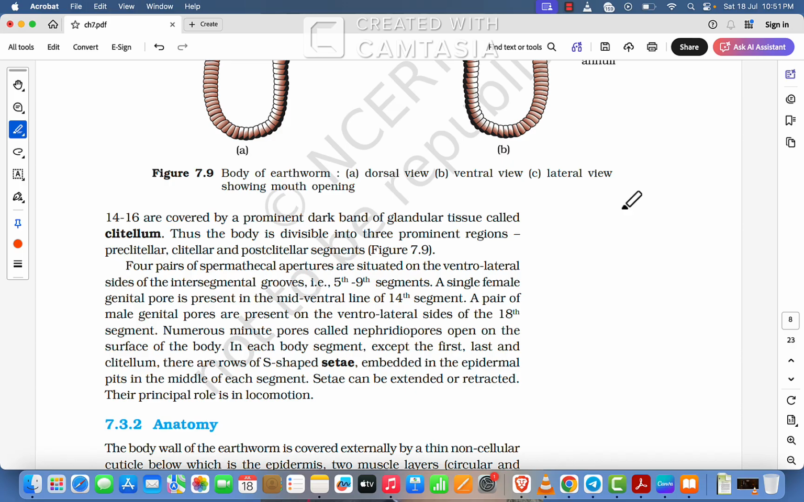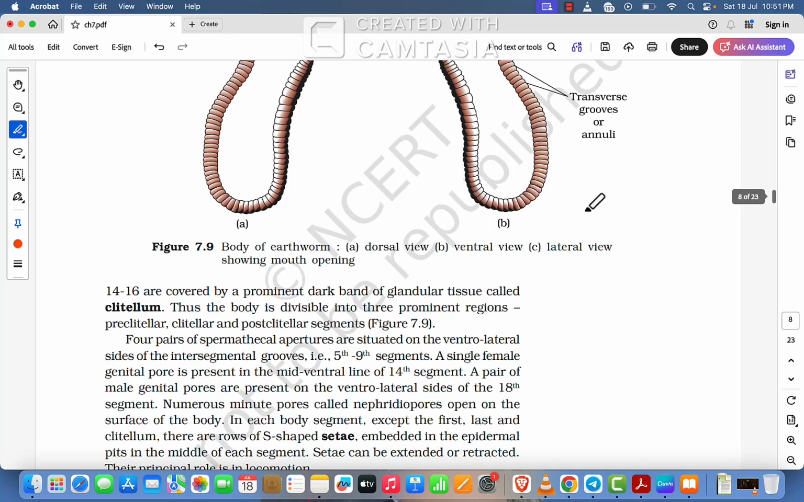Numerous minute pores called nephridiopores open on the surface of the body in each body segment except the first, last, and clitellum. There are rows of S-shaped setae embedded in the epidermal pits in the middle of each segment. Setae can be extended or retracted. Their principal role is in locomotion.